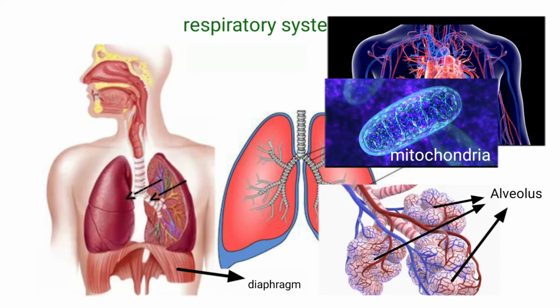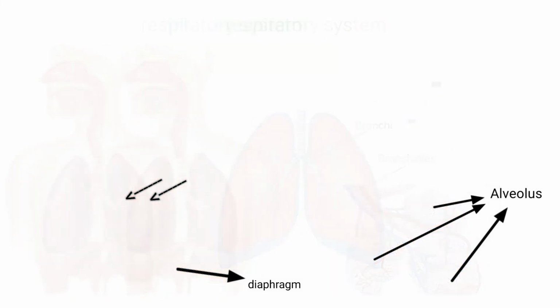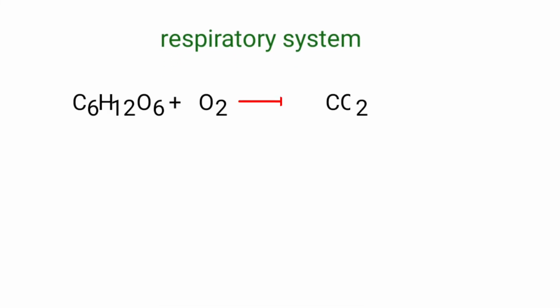Now let us write the equation for the respiratory system. The oxygen we take reacts with the glucose in our body to release carbon dioxide and water. Hence, C6H12O6 + O2 gives us CO2 + H2O. This is the general equation for the respiratory system. In this equation, the reactants are glucose and oxygen, and the products are carbon dioxide and water.